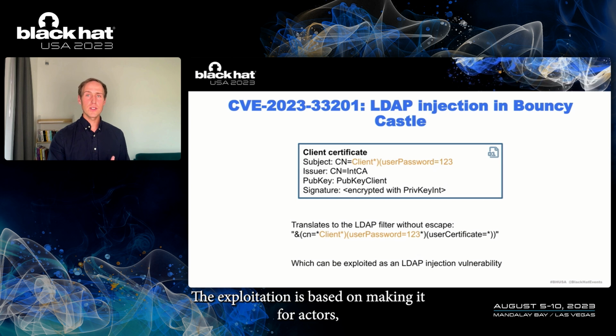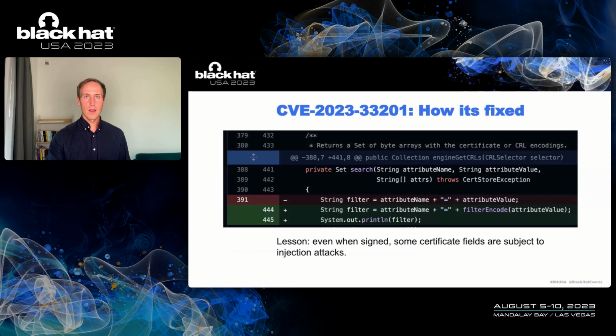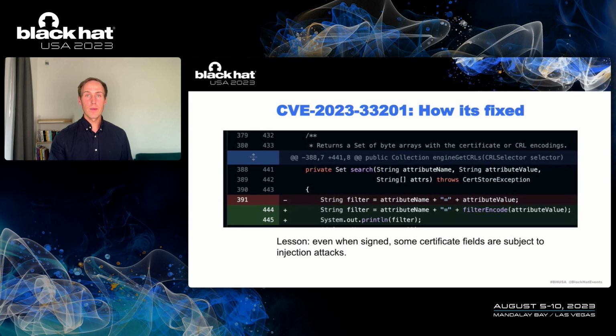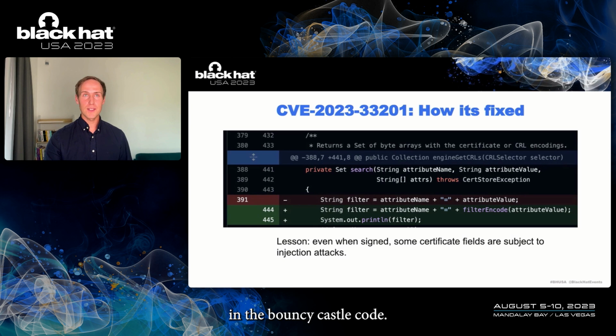The exploitation is based on many factors, including whether the application exposes any errors, and it also depends on the structure of the LDAP directory. Anyway, whenever you incorporate user-supplied data into the LDAP query, special characters should be properly filtered. And that's exactly how this CVE has been patched in the Bouncy Castle code.